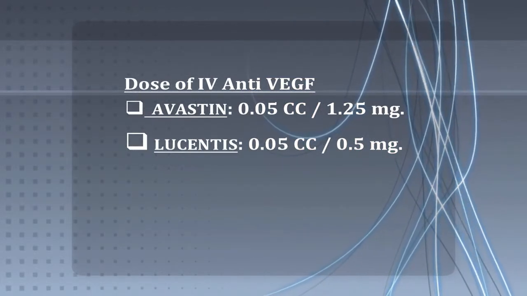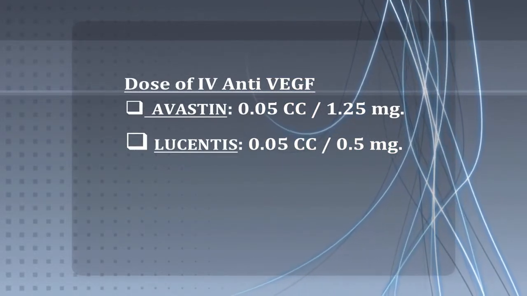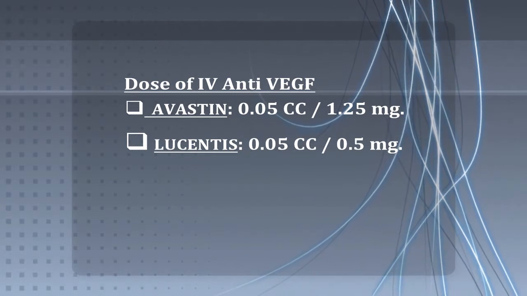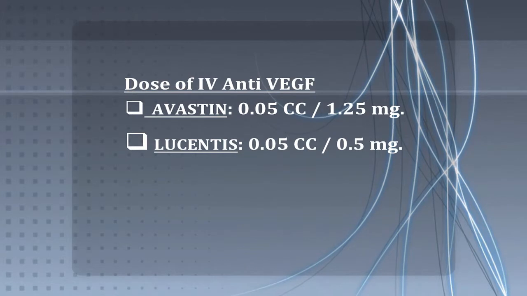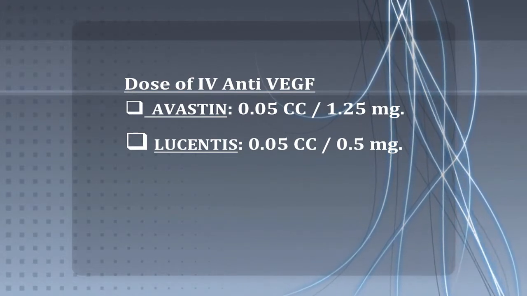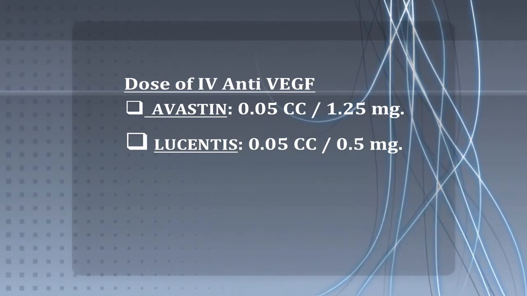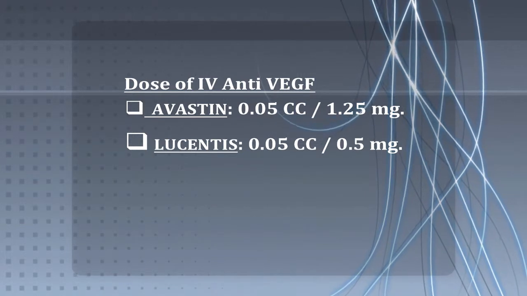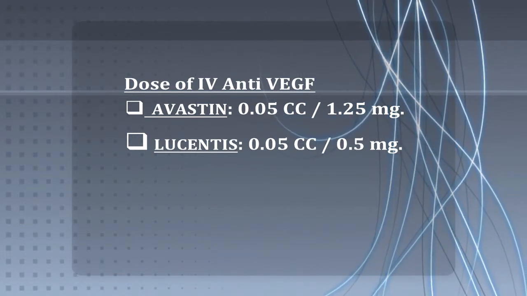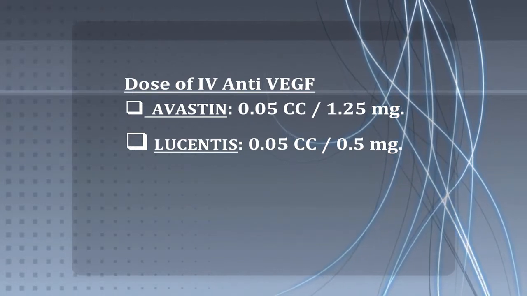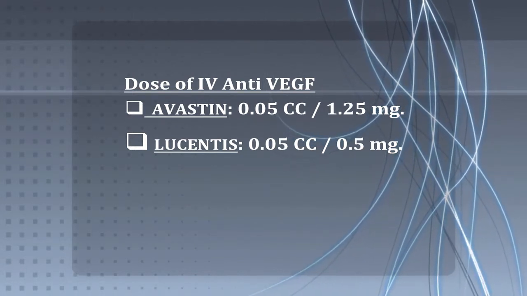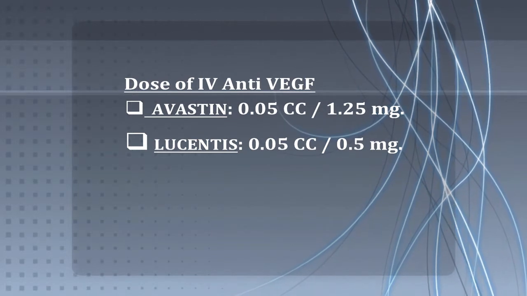The dose of intravitreal anti-VEGF: in Avastin we use 0.05 cc, which represents 1.25 milligram. For Lucentis we use 0.05 cc, which represents 0.5 milligram. In fact, the States usually use up till now a lower concentration, but here in Saudi Arabia we are using the 0.5 milligram.